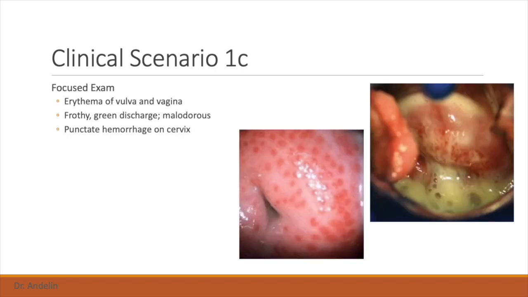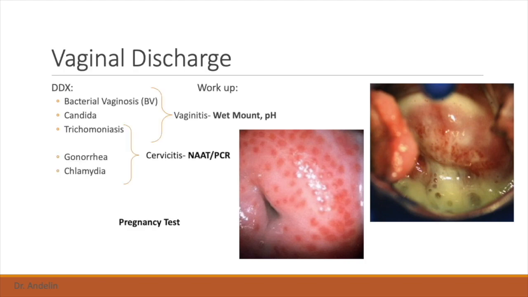Her exam shows erythema of the vulva and vagina with a malodorous, frothy, green discharge present. On speculum exam, her cervix has scattered red spots consistent with punctate hemorrhages. We will follow the same workup with wet mount and vaginal pH. However, as there are signs of cervicitis, we will add PCR for gonorrhea and chlamydia. If our saline wet mount is negative, we may also consider a PCR for Trichomonas. Again, remember the pregnancy test.